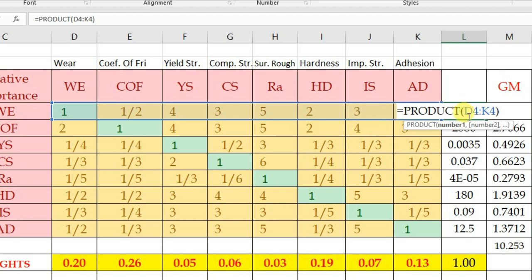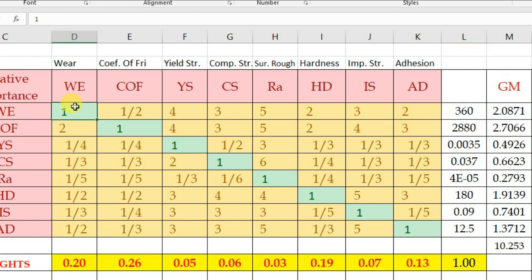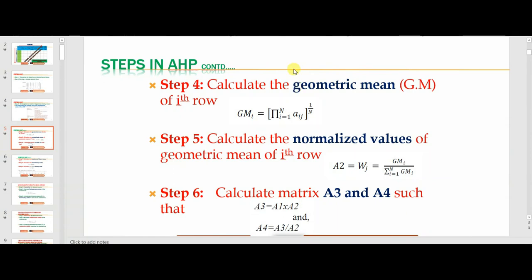We can see here in the formula bar, product of D4 to K4. So this is D4, and this is K4. So if we take the product of all these values, we get this particular cell value. So likewise, all these cell values are obtained by taking products of all these values of relative importance. See here, the geometric mean is calculated as that product value raised to 1 by n, where n is the number of criteria.